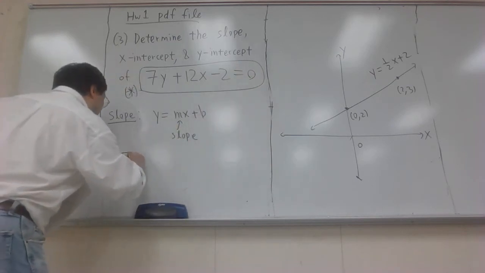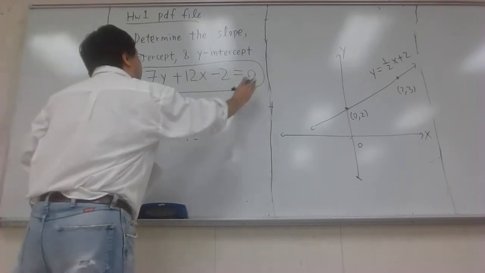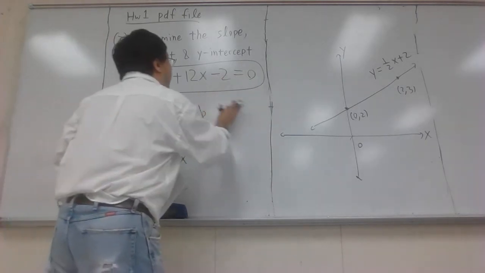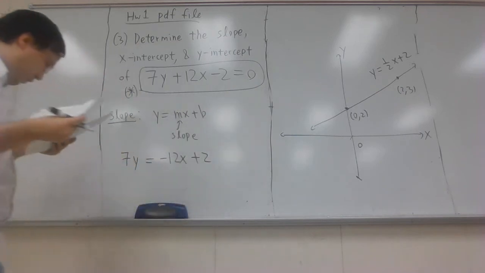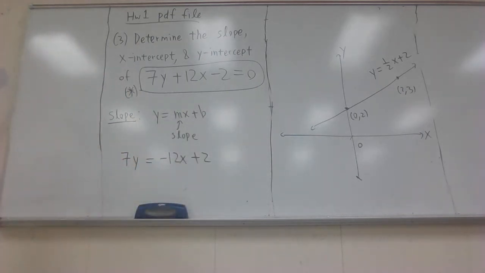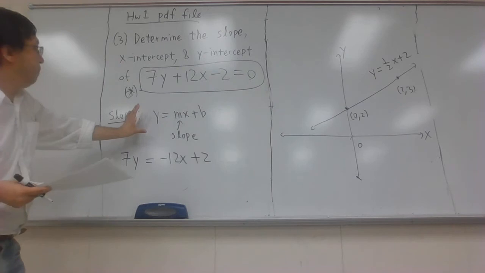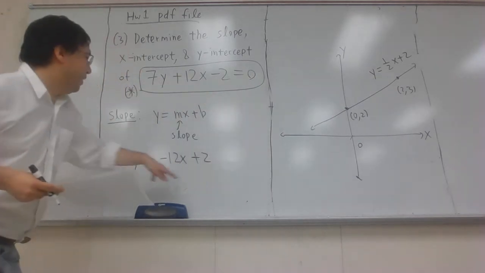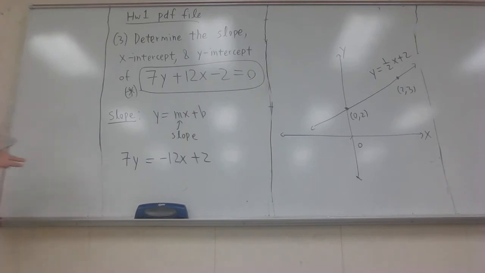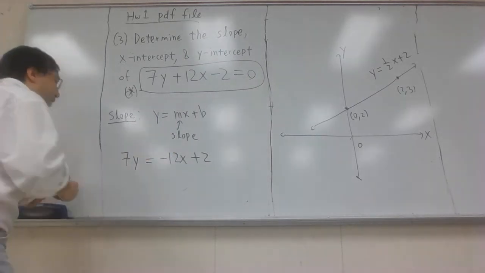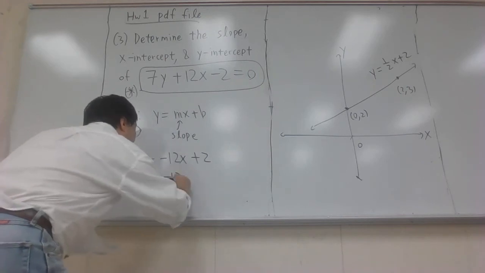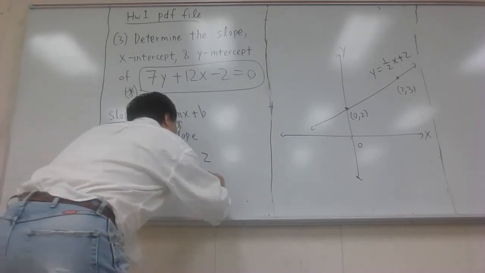So if we do that, we get 7y is equal to minus 12x plus 2, bringing the 12x to the right, that's minus 12x, and bringing the minus 2 to the right, that's plus 2. Then I need to clear the coefficient 7, so I divide both sides by 7. Dividing both sides by 7, I get y equals minus 12 over 7 x plus 2 over 7.